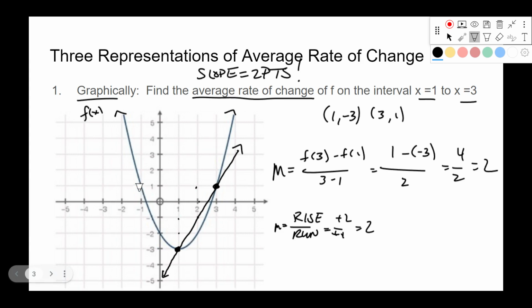Right? If I picked this point at negative 1 and this point and drew the line, well, the slope's definitely not 2. Slope's negative. Okay, so just for these two values on this curve, I'm finding the slope of this line that I created. The slope of that line is 2. All right, that's the first representation.